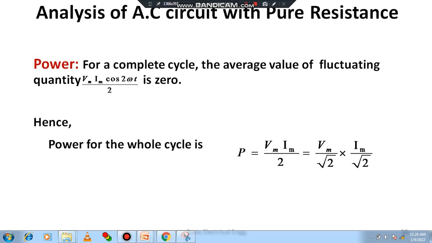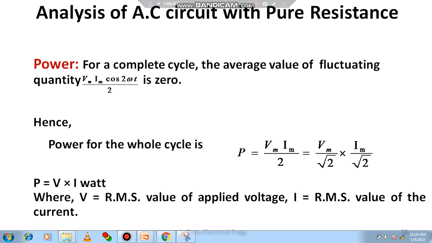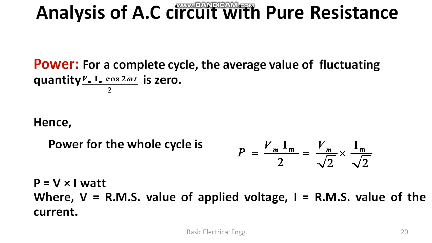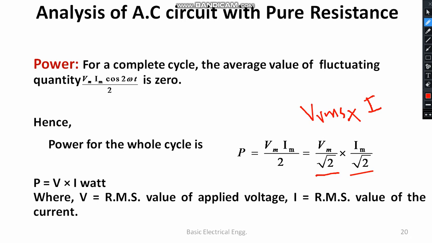So how can I modify Vm Im by 2? It can be written as Vm by root 2 into Im by root 2. Vm by root 2 means Vrms, the RMS value. I already explained what an RMS quantity is, please refer to that video. Im by root 2 means Irms. The product of Vrms and Irms is equal to the power P. So this you have to remember: Vrms into Irms, where V is the RMS value of the applied voltage.